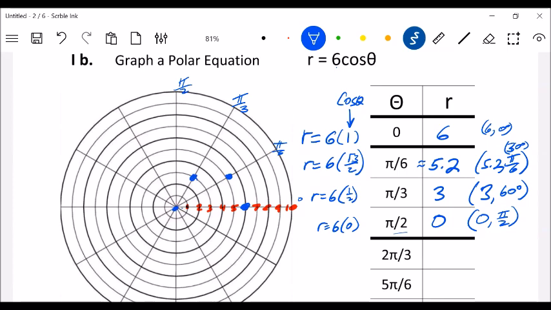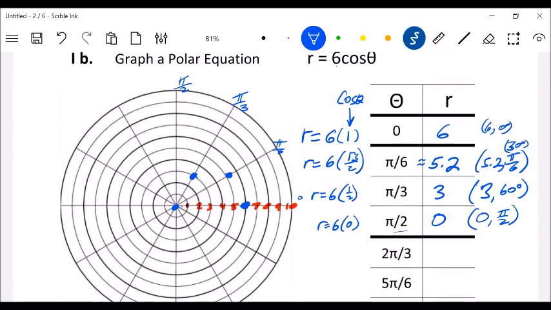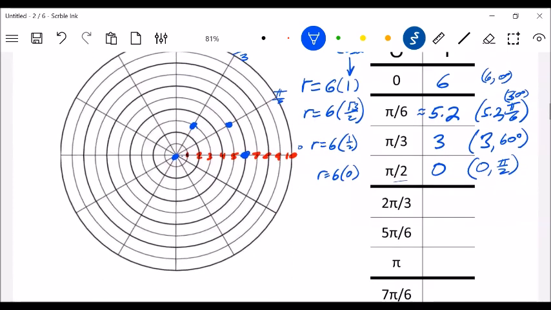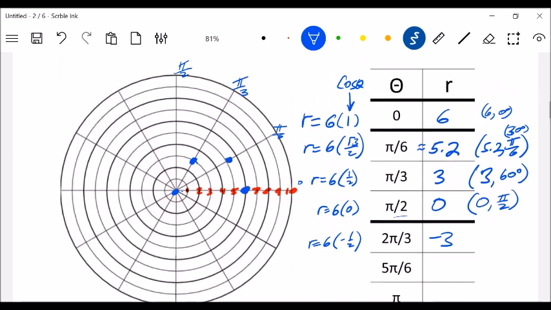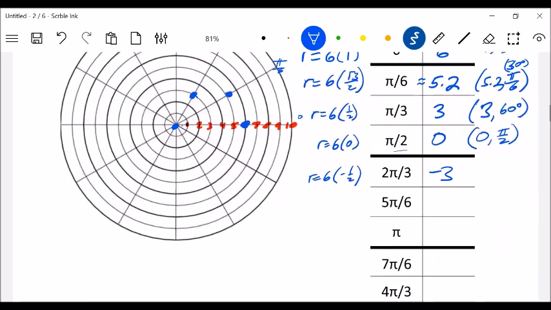At pi over 2, we're at 0. So let's continue and see what happens as we do more of these. At 2 pi over 3, r equals 6 times, well, 2 pi over 3 gives negative 1/2, so we get negative 3. Okay, I'll do 3 of these first before I graph them here. r equals 6 times, well, at 5 pi over 6, it's negative root 3 over 2, which is approximately negative 5.2. And then r equals 6 times, well, at pi, it's negative 1, so we're going out negative 6.